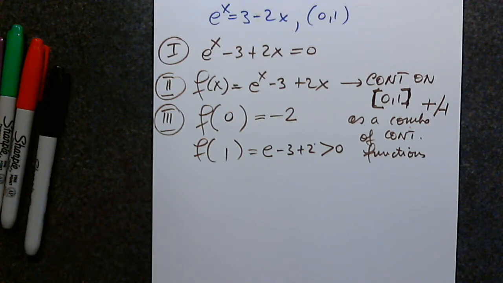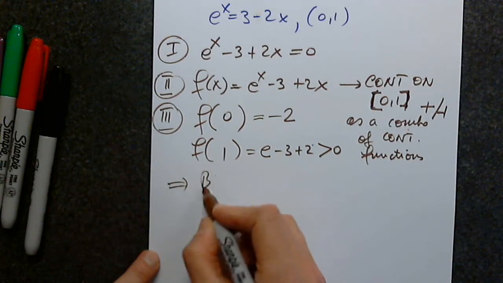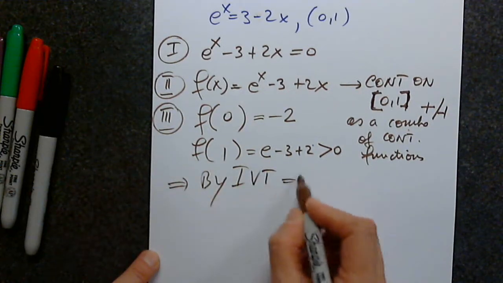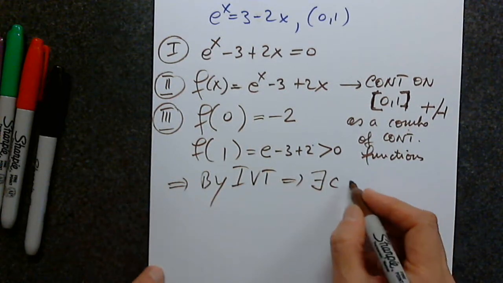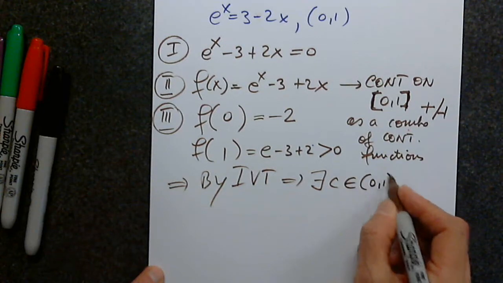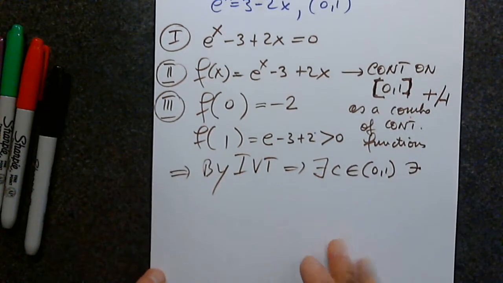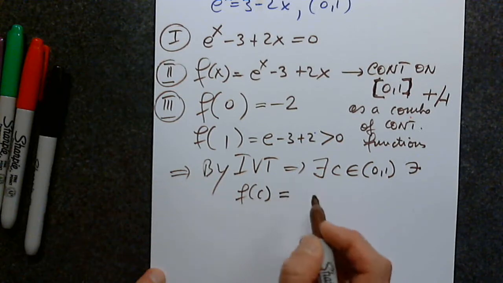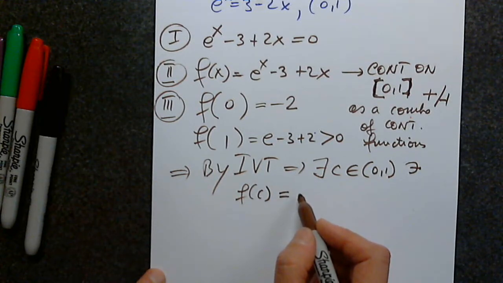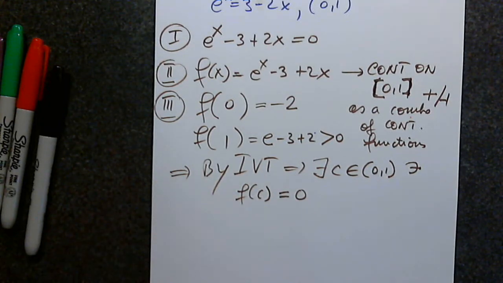Then what do I conclude? That by IVT, there exists a C in the open interval (0, 1) such that f of C is 0. A continuous function has to go through each and every point, so it must cross 0. It must be 0 as well.